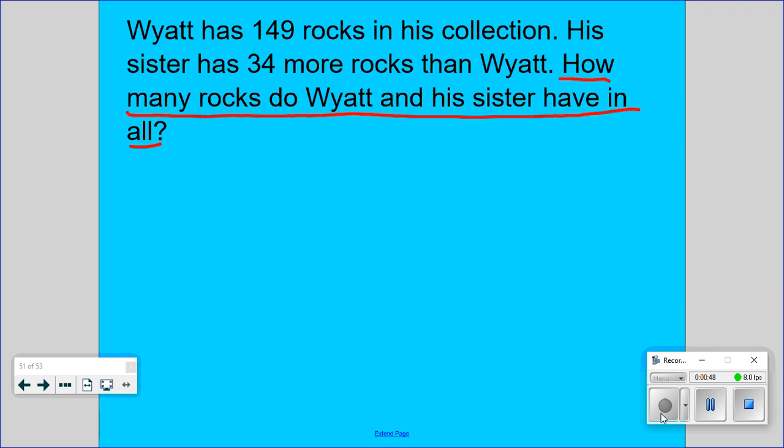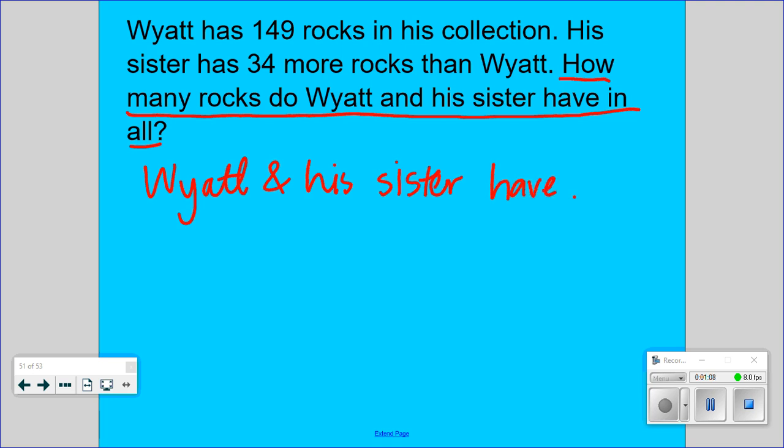Grace, what's your answer sentence for this problem? Wyatt and his sister had 34. I like it. If you have something similar, that's fine. You don't need to announce to me what you have. Wyatt and his sister have blank rocks. I like it. As long as you have something similar, that works.